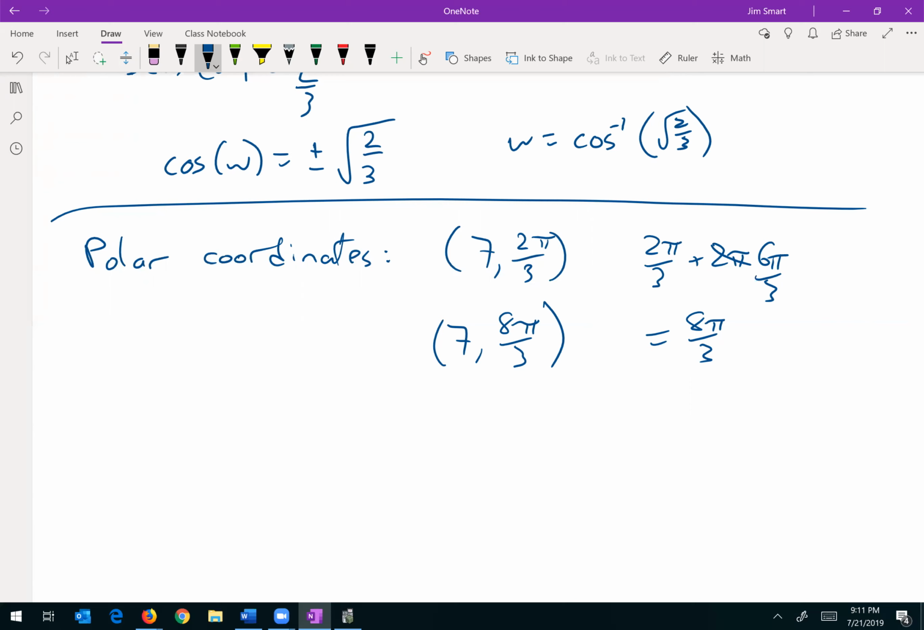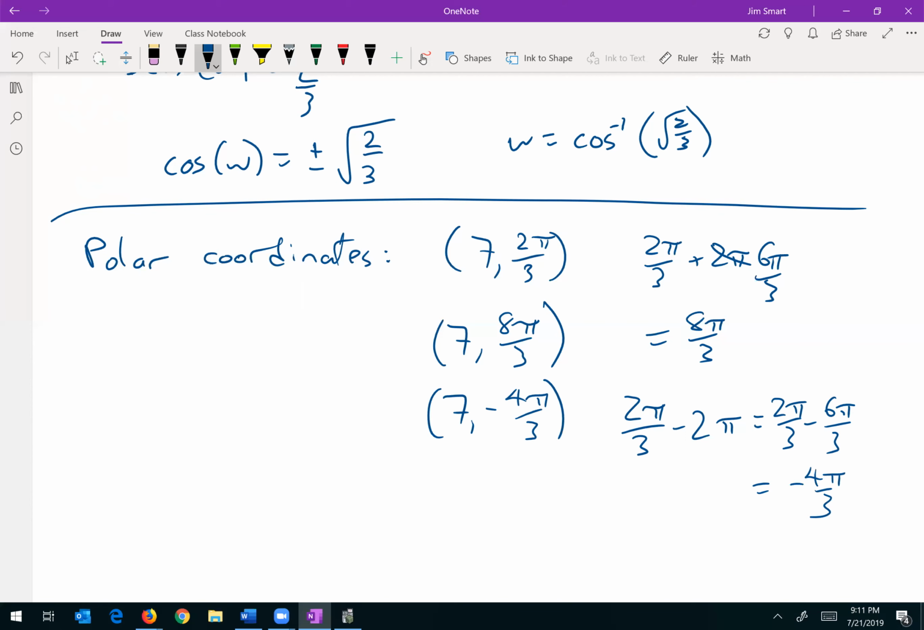I could also have done 2 pi over 3 minus 2 pi. That would be 2 pi over 3 minus 6 pi over 3, so that would be negative 4 pi over 3. So another point would be 7 and negative 4 pi over 3.